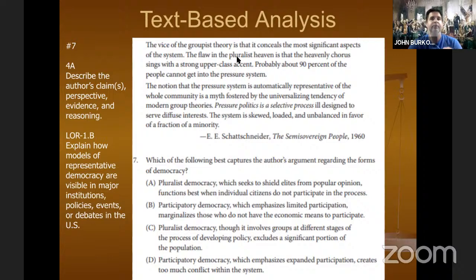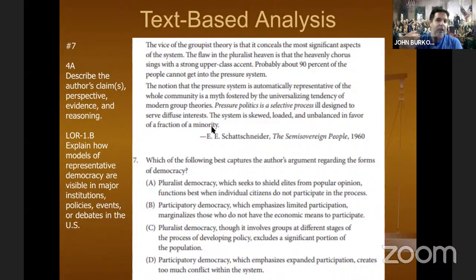Pluralist, pluralist. Flaw in the pluralist heaven is that heavenly chorus sings with strong upper class accent. Probably about 90% of people cannot get into the pressure system, really talking about interest groups and the policy making process. Pressure system, automatically representative of the whole community, is a myth fostered by the universal tendency of modern group theories. Pressure policies is a selective process, ill-designed to serve diffuse interest. The system is skewed, loaded, and unbalanced in favor of a fraction minority.